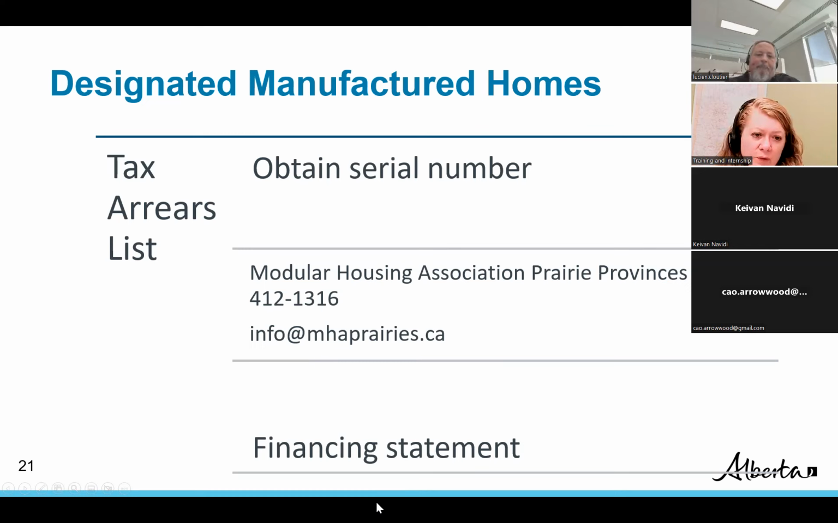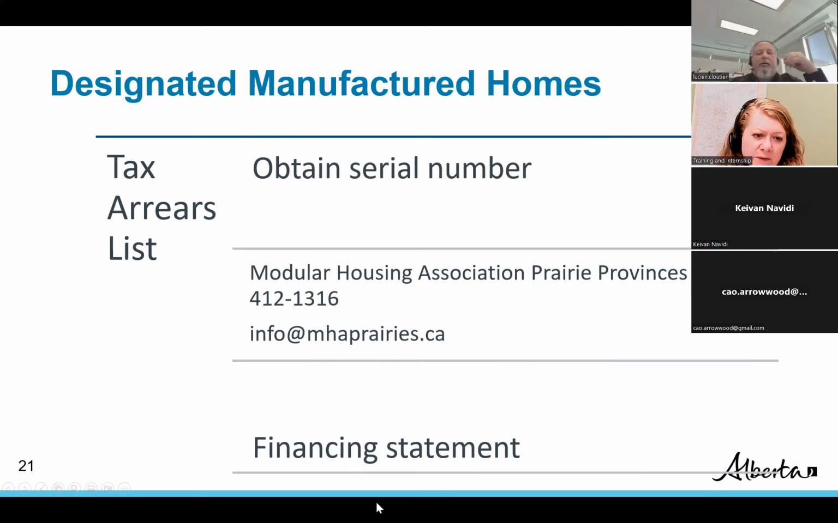Prior to creating the arrears list for DMHs, the municipality must obtain serial numbers for each one. Your assessor should be able to provide that number, but a designated officer may also enter the property to get that. And if you can't obtain the serial number, there's contact information on this slide for the Modular Housing Association, Prairie Provinces, and they have the ability to assign a new serial number upon completion of the appropriate request form. You'll need to give them the year, make, and the model as well.